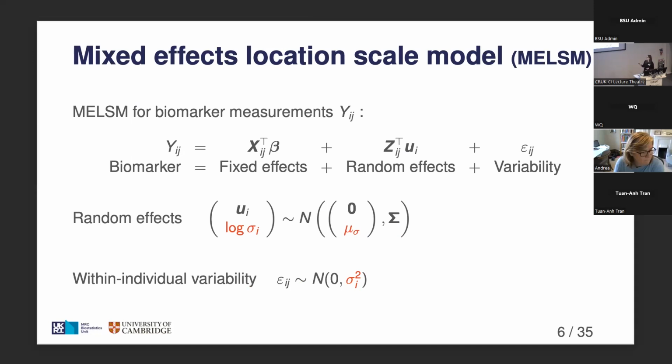Okay, so I've highlighted in red the parts of the model that are different from the usual mixed effects model. The log of the standard deviation here is now specific to the individual i, and I'm assuming that it is log normally distributed with some mean nu, which may depend on covariates. And this covariance matrix here, an unstructured covariance matrix, allows for correlations between the random effects and this random variability here.